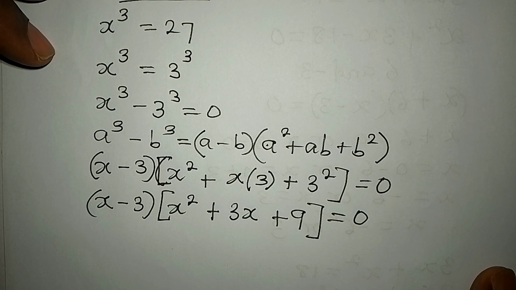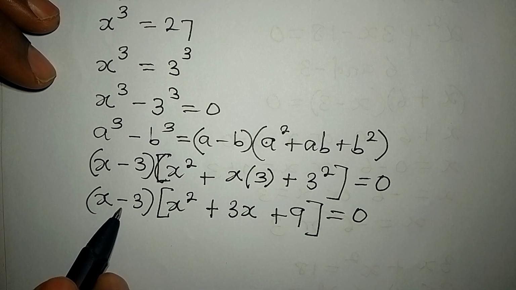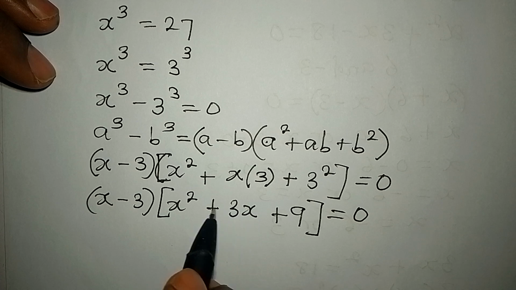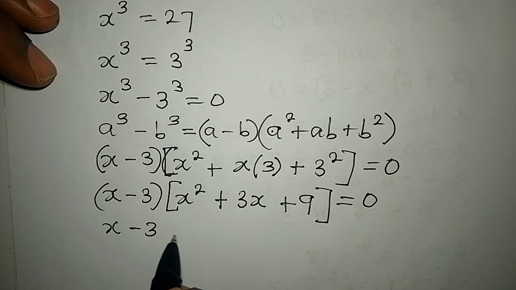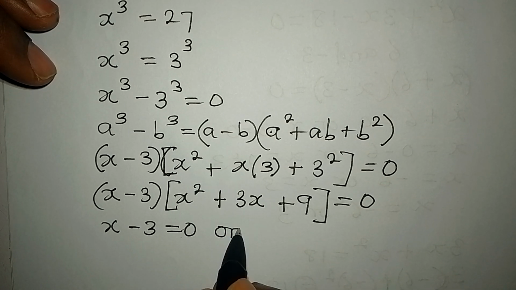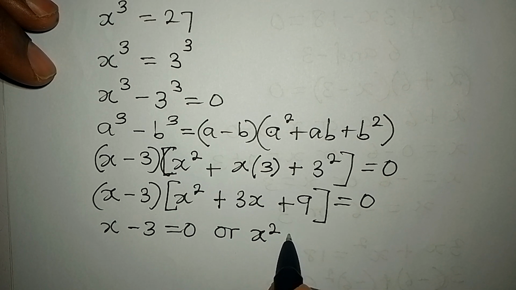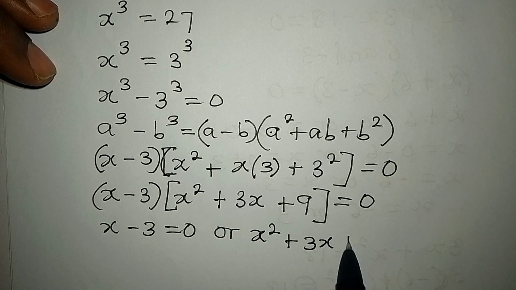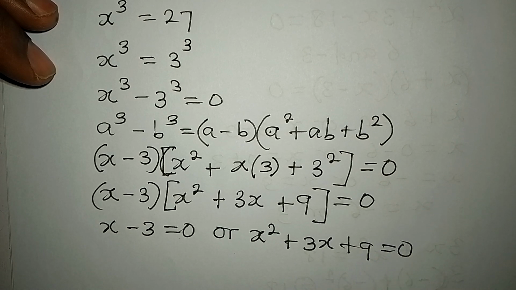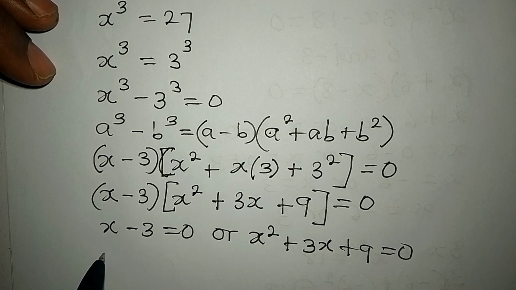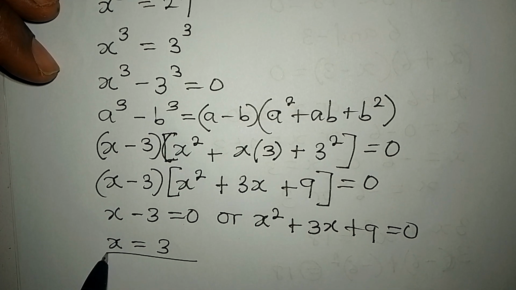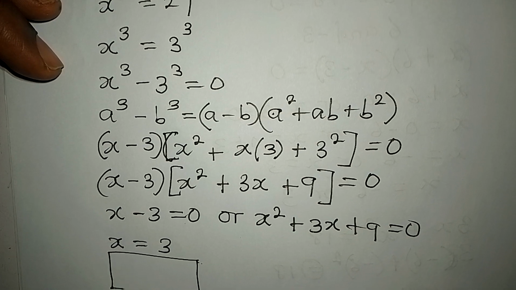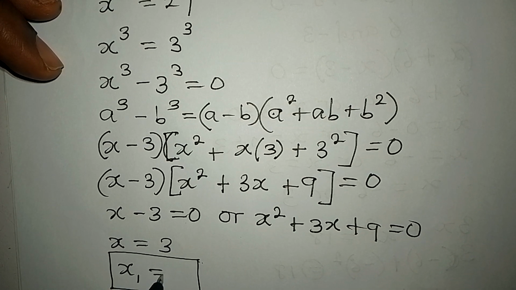From here we can get two solutions, right? We can get one solution from here, and from this we're going to get two solutions as well. Now it is either x minus 3 is equal to 0 or x squared plus 3x plus 9 is equal to 0. And then from here, this is a linear equation, right? So our x is equal to 0 plus 3, and that is 3. So we are saying that our x1 is equal to 3.